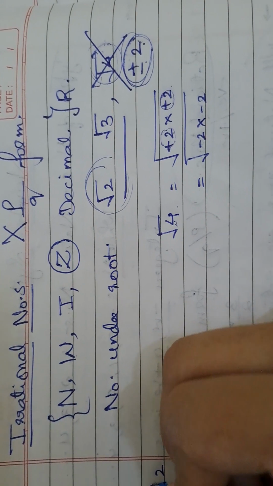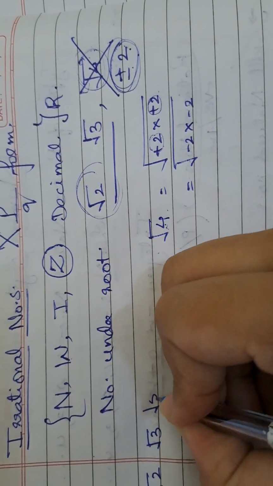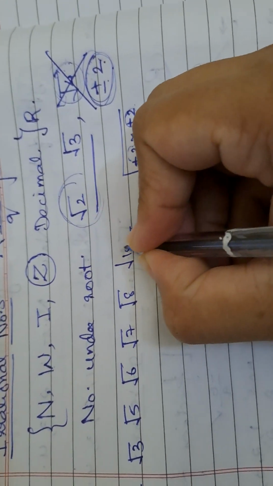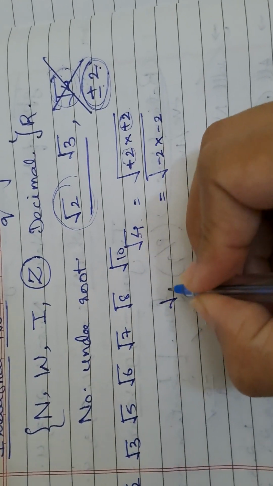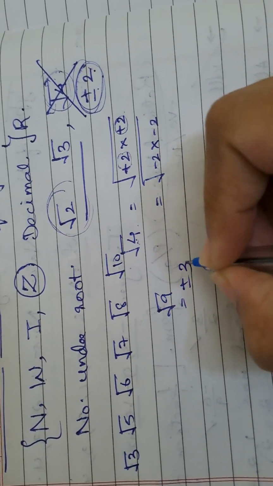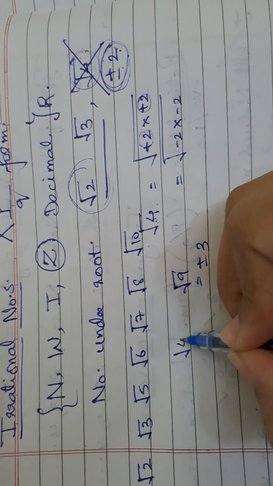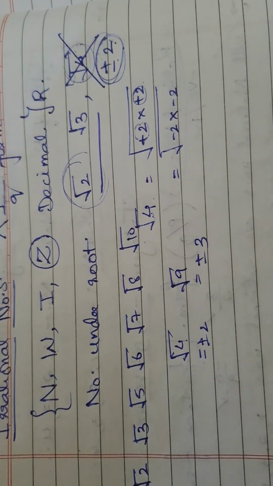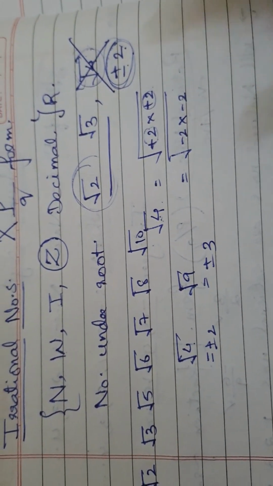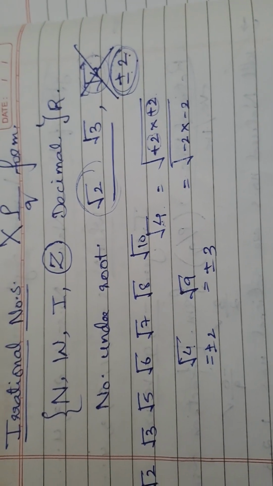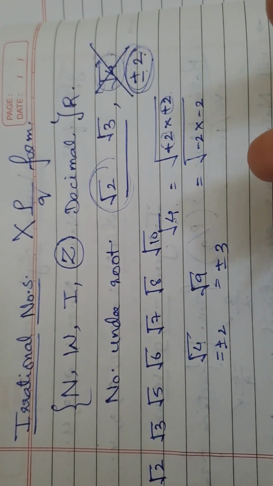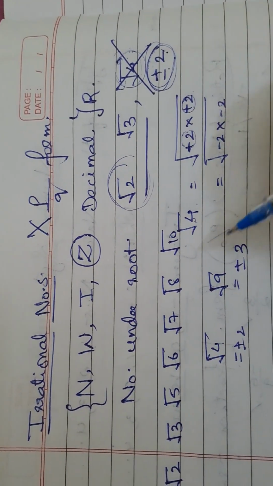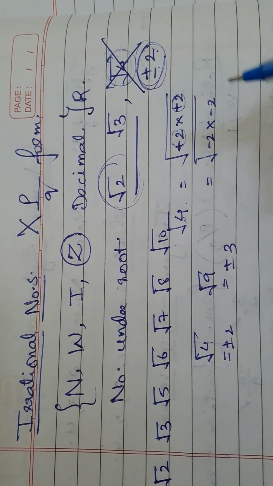So if I write down root 2, root 3, root 5, root 6, root 7, root 8, root 10, I have skipped root 9 because root 9 can be written as plus or minus 3. Here root 4 is plus or minus 2, likewise root 9 is plus or minus 3. This is how we understand what we cannot do: we cannot represent the numbers under root as rational numbers on a number scale.